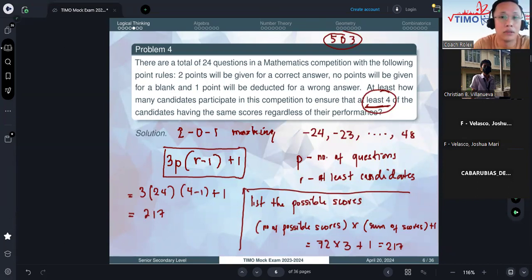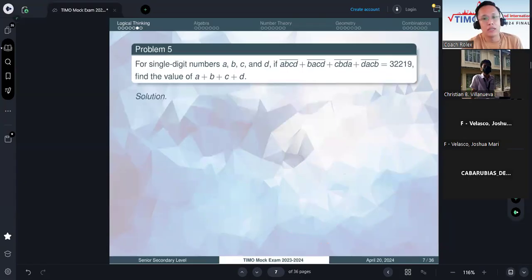Problem number 5. Okay. For single digit numbers A, B, C, and D, if we have this equation, find the value of A plus B plus C plus D. Okay. Now, for this particular problem, all you have to do is to see to it that the positions of A, B, C, and D are not the same. Example here, our A is in the first part. Here it's in the second, and it's in the last, and it's in the second.